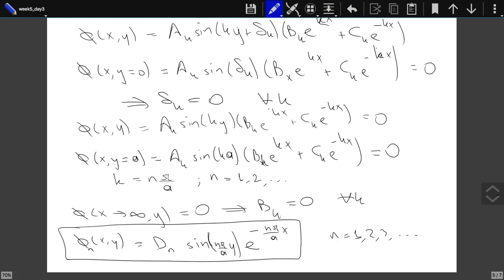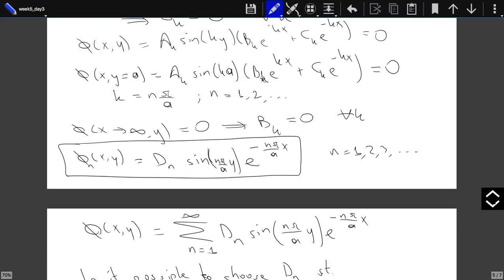I have infinitely many solutions, and any sum of them, I can just take any combination of them, and they will still satisfy the boundary conditions at this plane, and also at infinity. They will satisfy the Laplace equation. So this function satisfies, I take any linear combination. This satisfies my boundary conditions at these infinite planes and satisfies the boundary conditions at infinity. Now comes the last boundary. Is it possible to choose dn such that this solution satisfies all my boundary conditions, including this boundary, this vertical line?